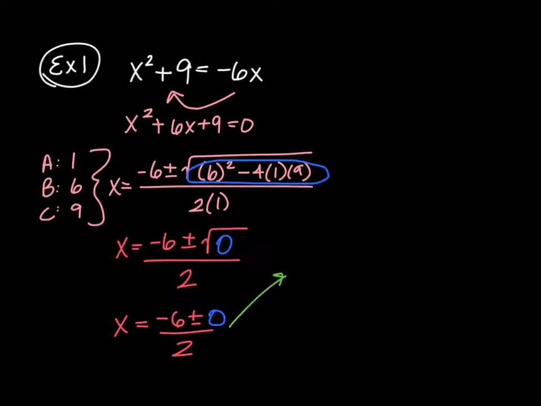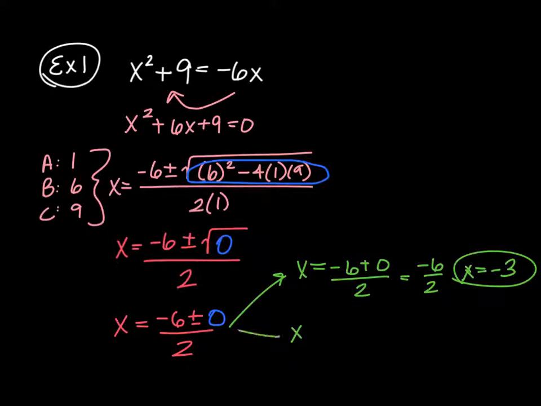So our first case is to read the plus sign. X equals -6 plus 0 over 2. All right, and if I work that out, -6 plus 0 is -6 over 2. That gives me the answer x equals -3.